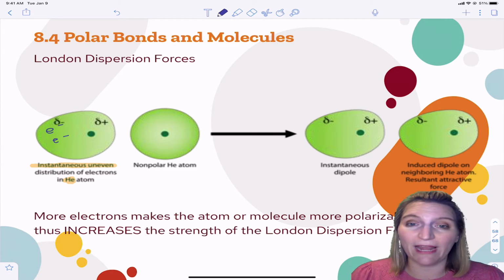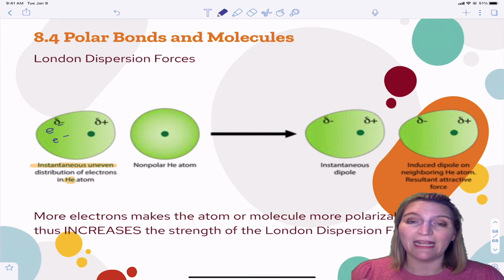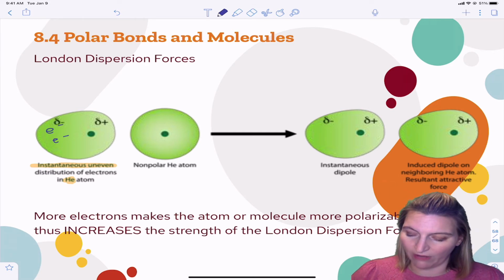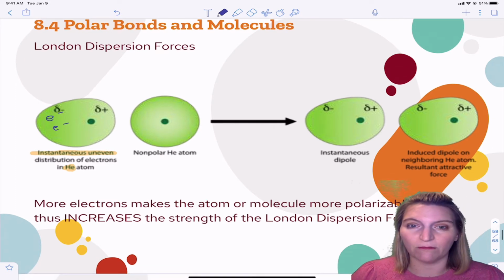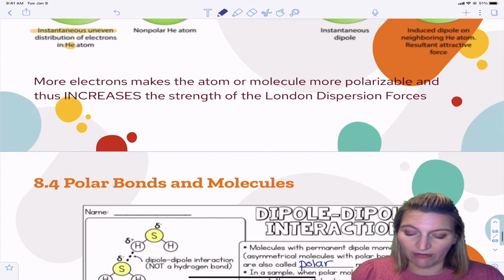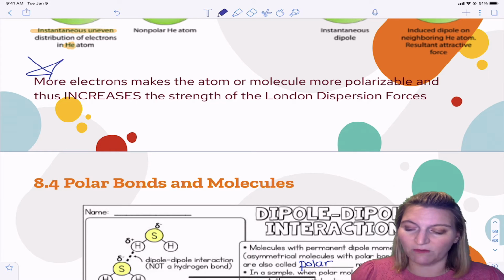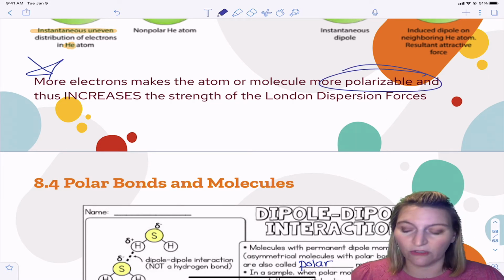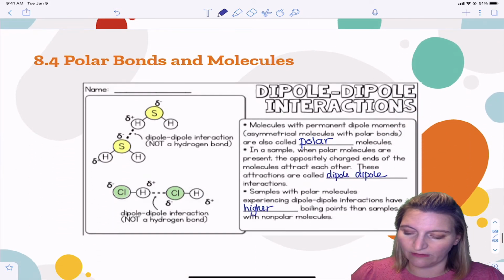We're going to see that only happens at really low temperatures. Is that attraction actually strong enough to make it into a liquid? And we already talked about this. More electrons make the atom or molecule more polarizable and increase the strength of the London dispersion forces.